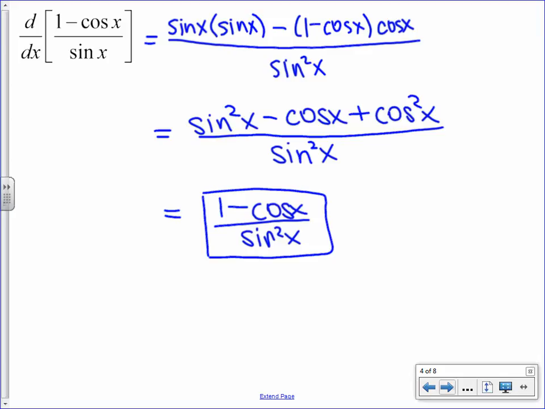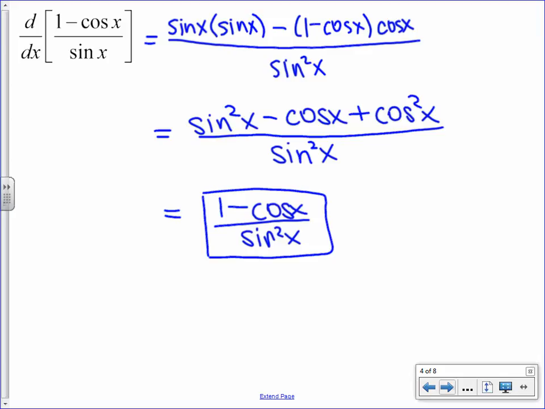And really, on Friday's quiz, this is probably going to be fine. This sine squared minus cosine plus cosine squared all over sine squared, I would take that, all right? But I do want you to multiply the I below equal to I. I think that would be fine.